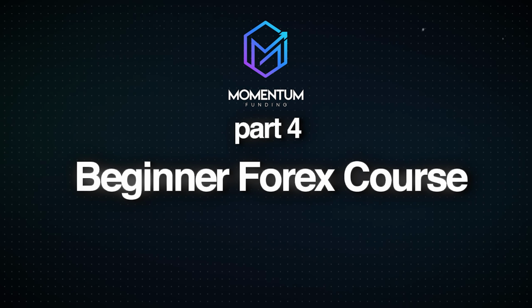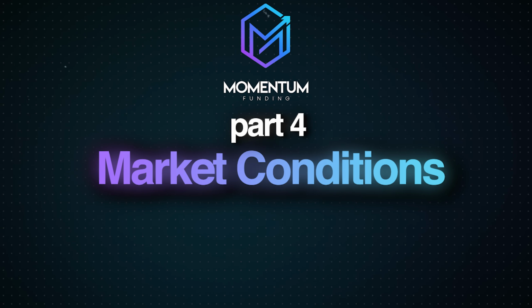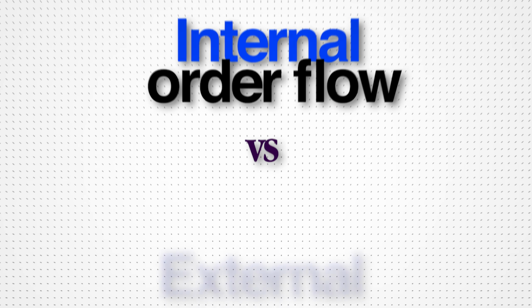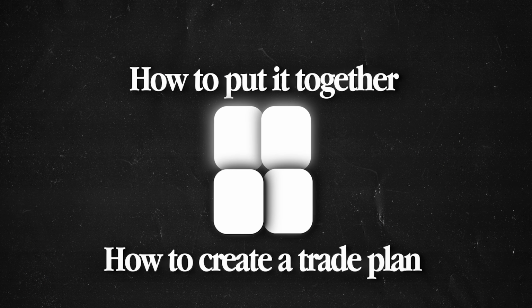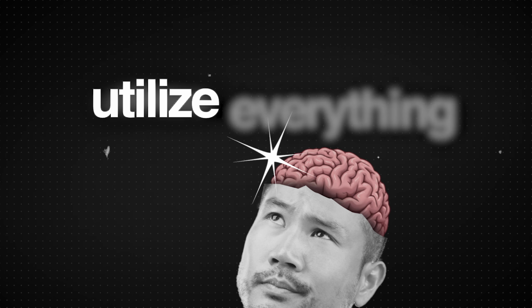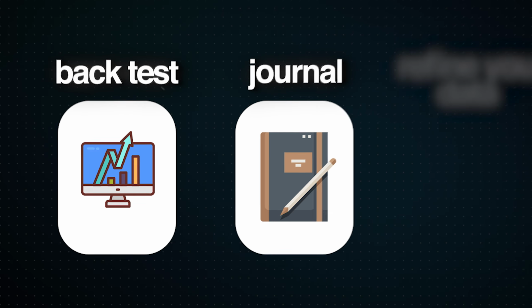Welcome back, everyone. Today is part 4 of the course where we'll be focusing on market conditions and market rhythm. The next video is going to be going into internal order flow versus external order flow. The following video, we're going to talk about key levels and liquidity. And then we're going to get to a section of how to put it all together, how to create a trade plan, and essentially what you can do to utilize everything I taught and what you can do to backtest and journal and refine your data.